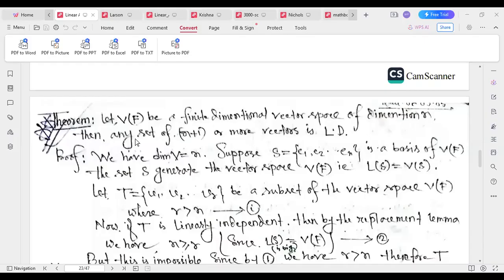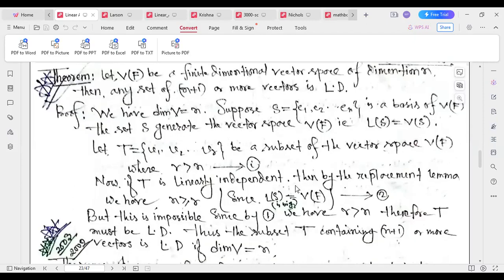Let B be a finite dimensional vector space of dimension n, then any set of n plus 1 or more vectors is linearly dependent. Now we have dimension of B equals n. Suppose S equals e1, e2, ..., en is a basis of B. The set S generates or spans the vector space B. That means the linear combination of S equals B. Now let another set T, b1, b2, ..., br, be a subset of the vector space, where r is greater than n. Equation 1.